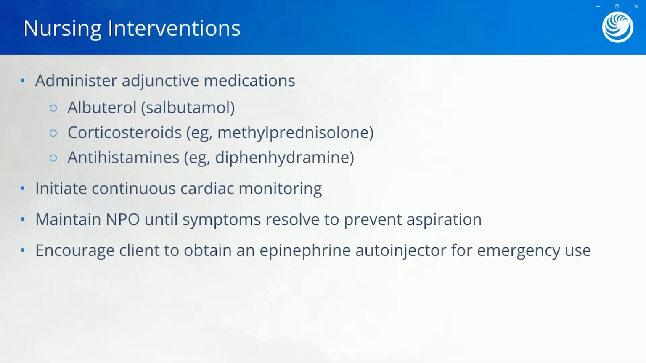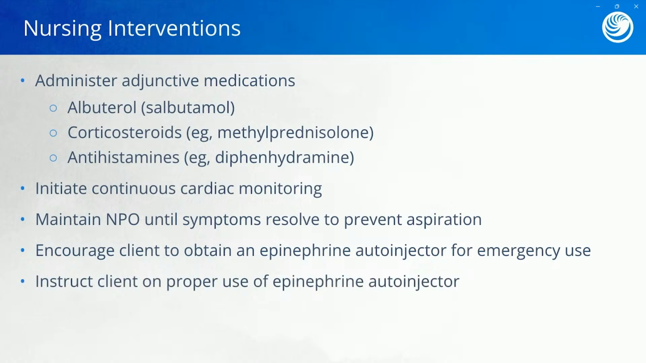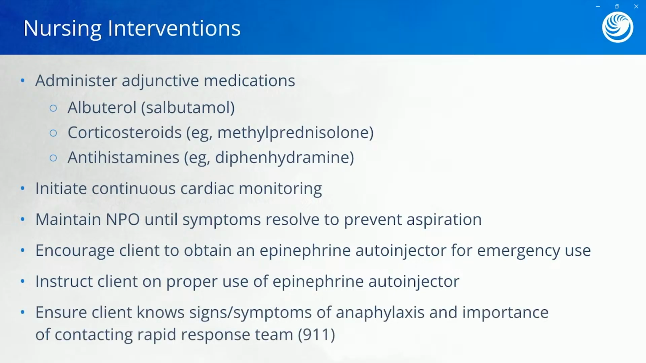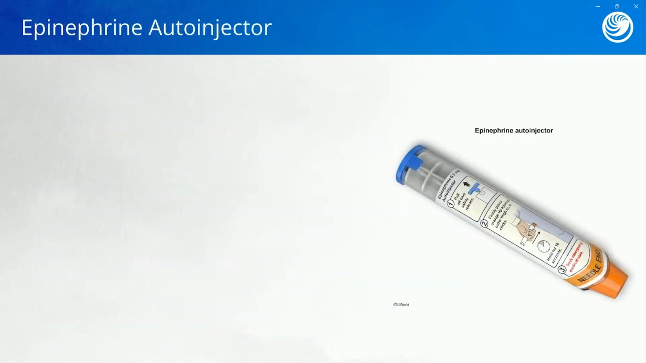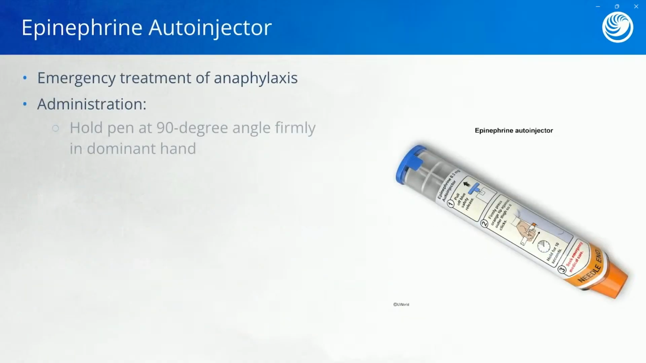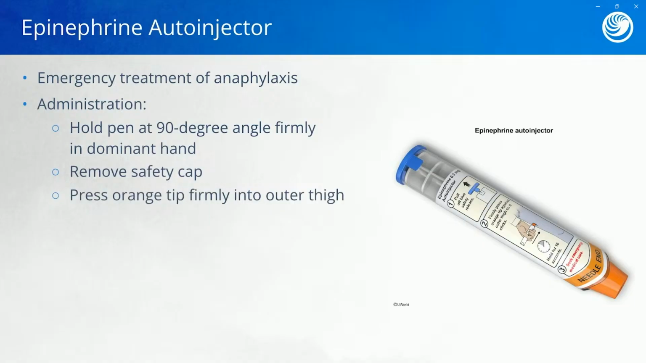We also need to encourage our client to use an epinephrine auto-injector for emergency use, and we have to teach them how to use it correctly because eventually they're going to go home. So they need to know the signs and symptoms of anaphylaxis and the importance of contacting 911. When you're using an auto-injector, it is an emergency treatment, and we're going to administer it at 90 degrees firmly in our dominant hand. We need to remove that cap, place it on the outer thigh, and we're going to hold and make sure we're holding it for 10 seconds.